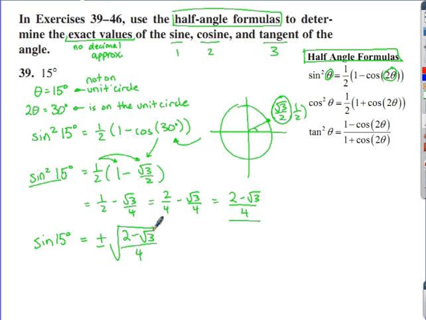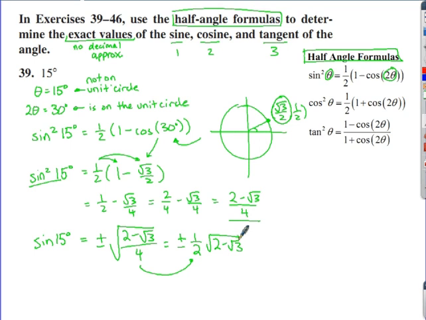Now we can go a little farther because we know the square root of 4. The denominator is 4, so we can write that as plus or minus 1/2, because 2 is the square root of 4, and we're still left with the square root of 2 minus √3.